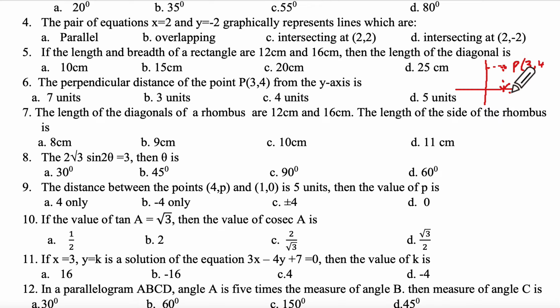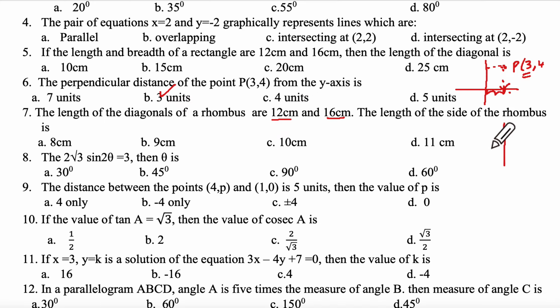That means it is the x coordinate, means how much? It is 3 units. Understanding? So where is 3 units? Here. Length of the diagonals of rhombus, they are here and here. Length of the side of the rhombus is.